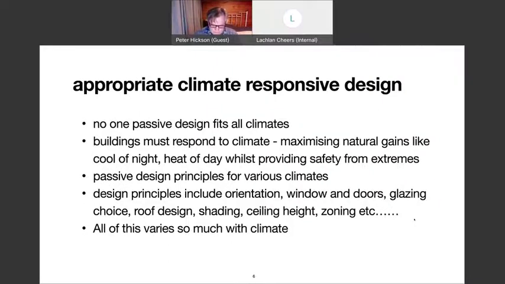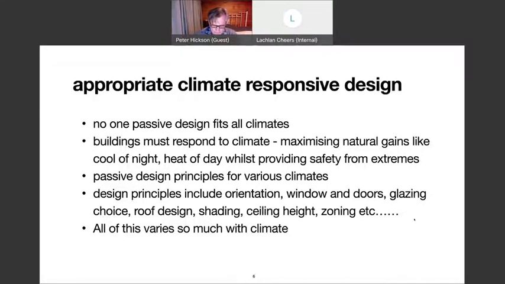Appropriate climate responsive design means 2 things. Firstly, there is no one passive design solution that fits all climates. Secondly, buildings should respond to a particular climate, encouraging, allowing and maximising natural gains such as cool of night and cooling breezes and warmth of day. Through design, a building should achieve as much adaptive comfort as possible from freely available external conditions.